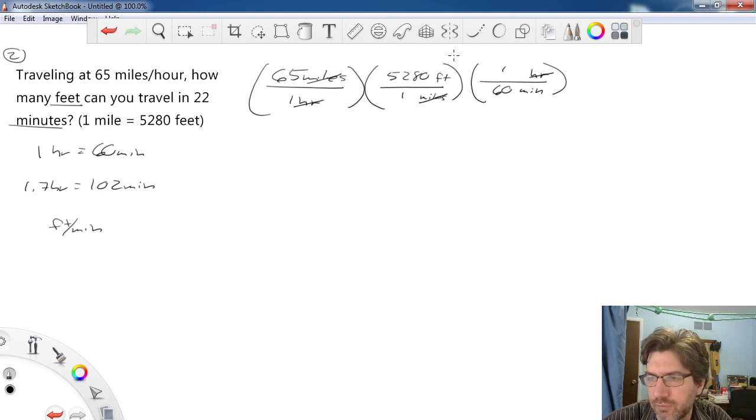Could we aim for feet per 22 minutes? Yeah, that's what we're going for. I was just going to get it in minutes first so the denominator is 22. If you can make your denominator 22 now, if you know how many hours is 22 minutes, go right ahead. But you got to do some math to figure that out probably. I was just going to do that math at the end.